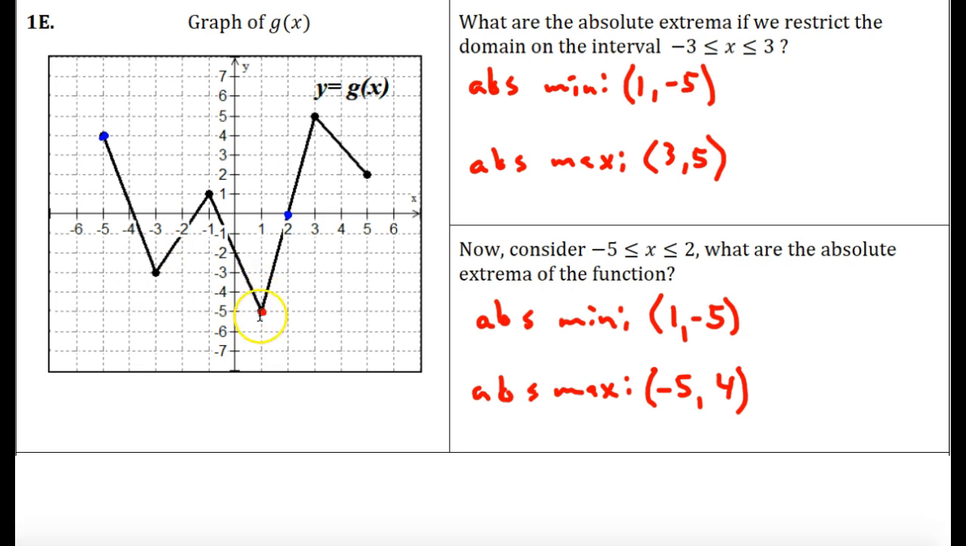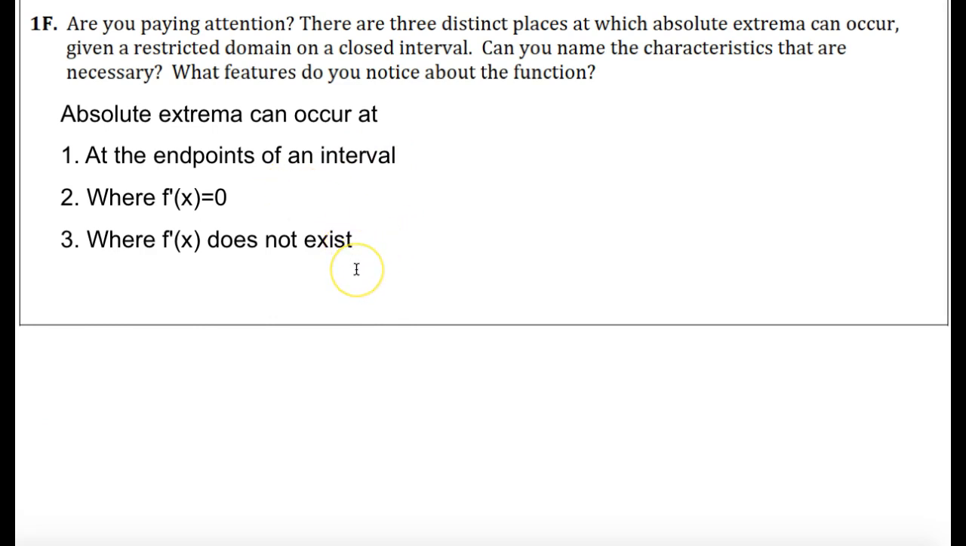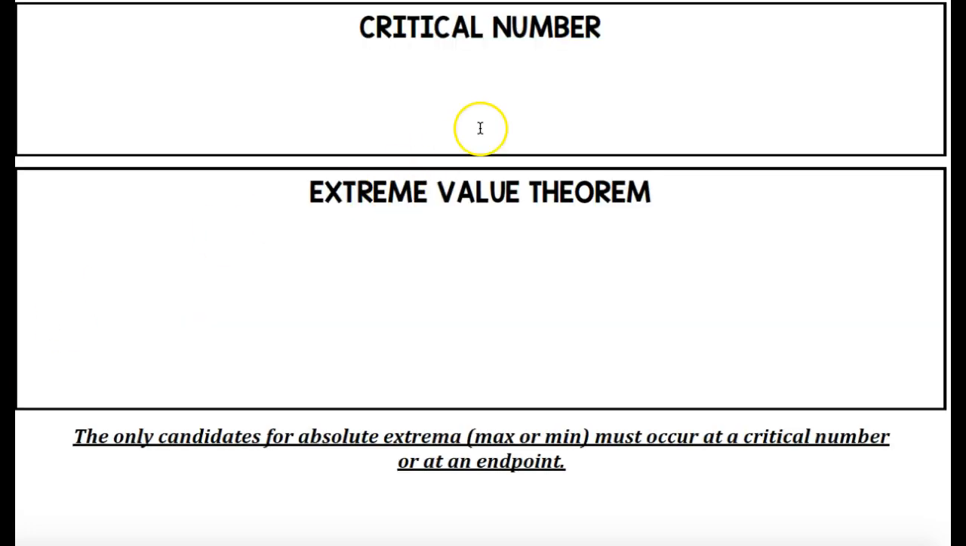Now, these values here are places where the derivative is not defined, right? These are places where there is a corner. That means the derivative wouldn't be defined there. So we looked at examples where all 3 of these things happen. So when we're looking for places where absolute extrema occur, we have to take into account all 3 of these things: the endpoints, where the derivative equals 0, and where the derivative does not exist. Now, let's take a look at a couple more definitions real quick here.